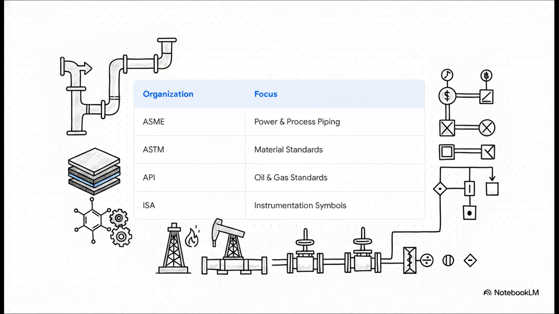So let's look at the heavy hitters. First up, you have ASME, the American Society of Mechanical Engineers. Knowing your ASME B31.3 for process piping or B31.1 for power piping is absolutely mandatory for survival in this field. Then you have ASTM, which dictates the standards for your actual physical materials. We've also got API, the American Petroleum Institute, and ISA, which gives us the exact precise symbols we need to draw our instruments. You really have to know these organizations inside and out.